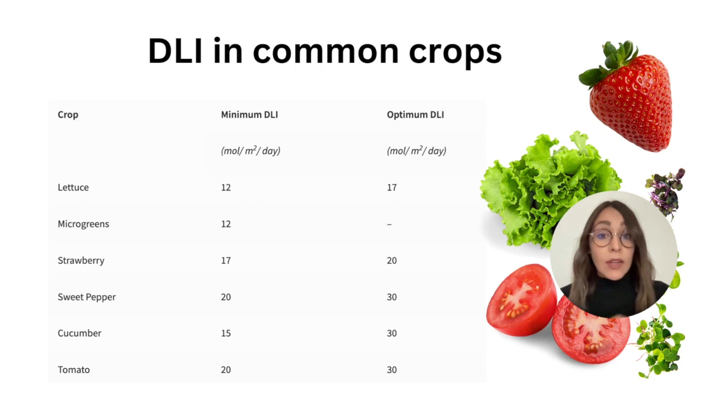You will be targeting at least the minimum DLI that is required by the plant. Also, if you're working in a greenhouse, for example, you can require supplemental lighting where the natural light is below the recommended levels. So you can also use the formula that we shared to calculate the amount of DLI that you need to add into the system to provide the minimum or the optimum DLI for your plants.